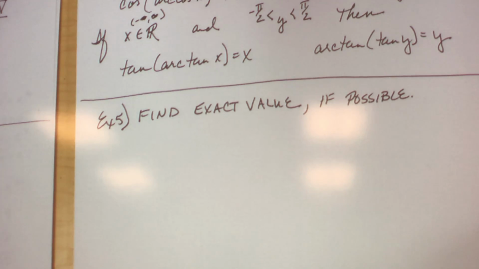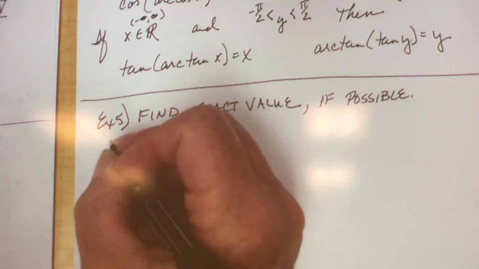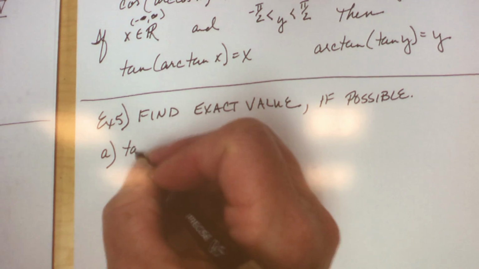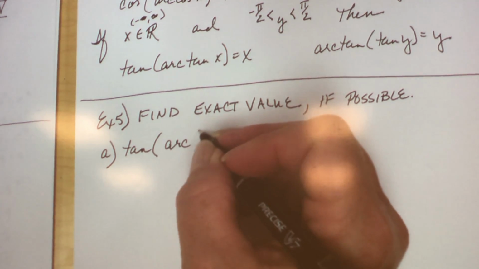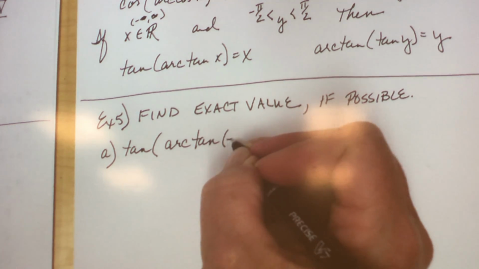Okay, so find the exact value if possible. All right, so here we go. Here's the first one. We're going to find the tangent of the arc tangent of -5.